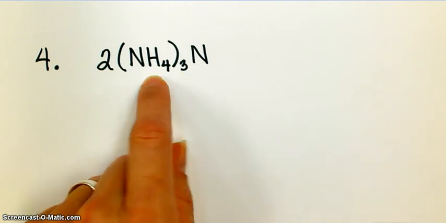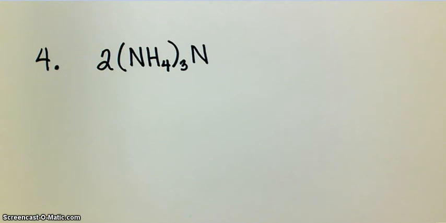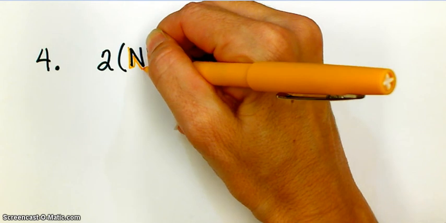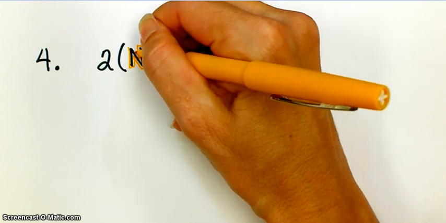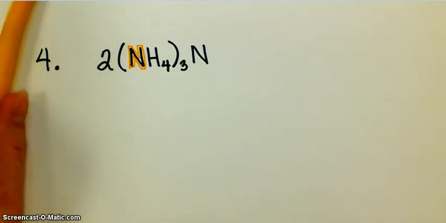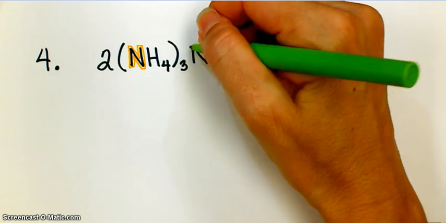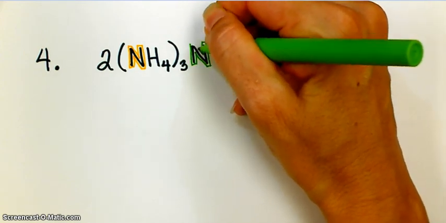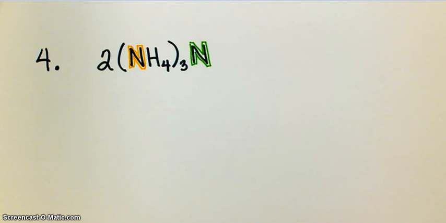So what we need to do is very carefully deal with the nitrogens, and we're just going to treat them for right now like 2 different things. So that you know which nitrogen I'm talking about, I'm going to trace around that one in yellow, and I'm going to trace around this one in green. I don't want to call them N1 and N2 because I don't want you to think that's a subscript or a coefficient. So we're just going to talk about them with 2 different colors.